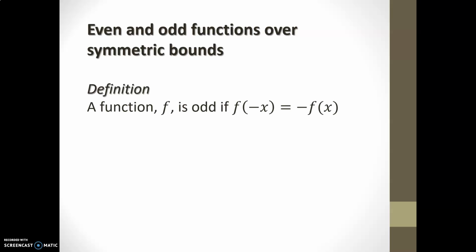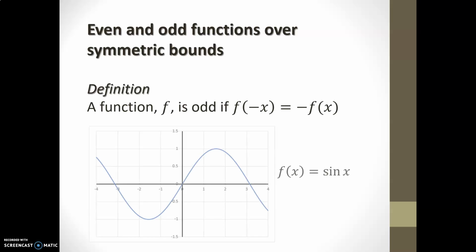A function f is considered odd if the function's value at minus x has an opposite sign to that at x itself. These are examples of functions that have symmetry across the origin. Notice how the function, in this case a sine function, has a value at 2 which is of opposite sign to the function's value at -2. So the function's values are symmetric across the origin.